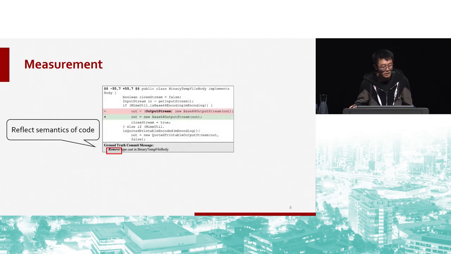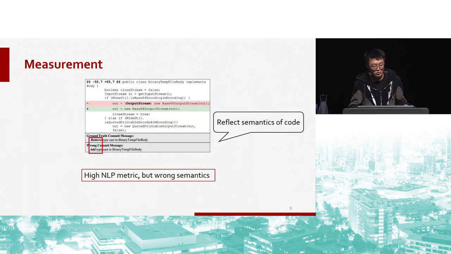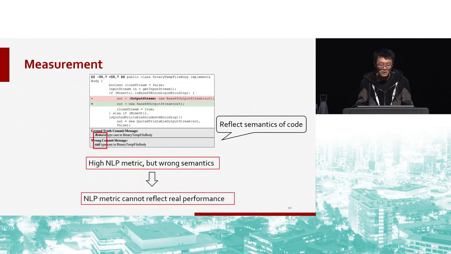Here we give an example. In this example, the developer removes the unnecessary typecast in this class. In this commit message, the word remove is the most important because it reflects the semantics of the code changes. In addition, we show a wrong commit message, which has only one word different from the ground truth one. So the wrong commit message has a high NLP metric. But these two messages have opposite semantics. So although it can achieve a high NLP metric, it has the wrong semantics. Therefore, the NLP metrics sometimes can't reflect the real performance.